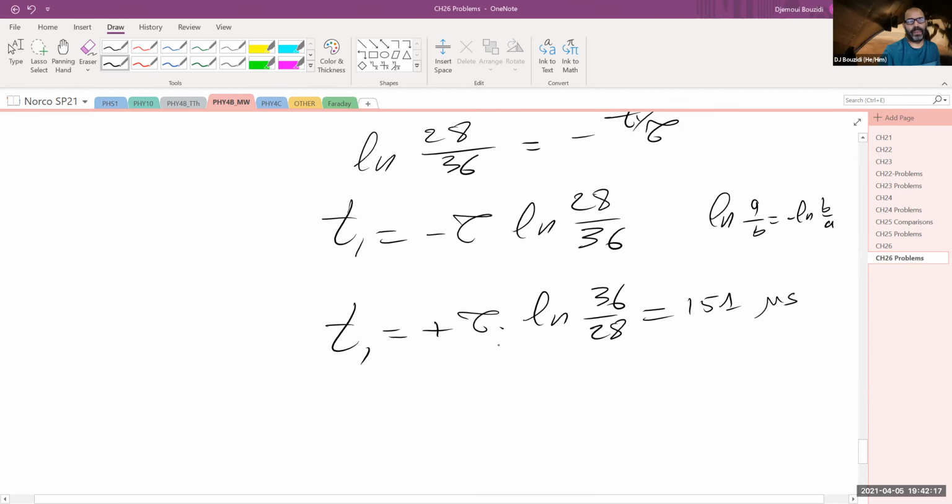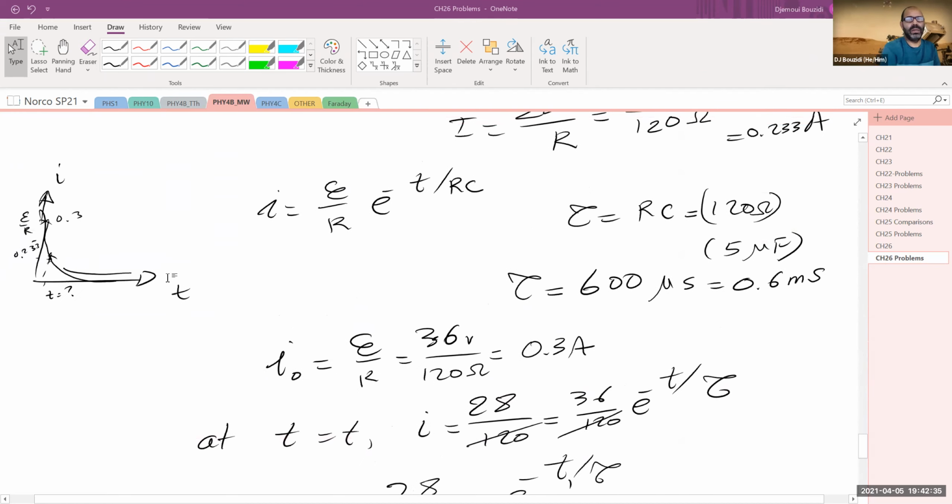So what does that mean? Which is less than, what is the ratio of ln again? ln of 36 over 28. I need to know how big this is. This is a quarter tau. Tau itself is 600 seconds, so tau is somewhere in here. This is a quarter tau. After a quarter tau, the current drops from 0.3 to 0.233. So that's what that means.